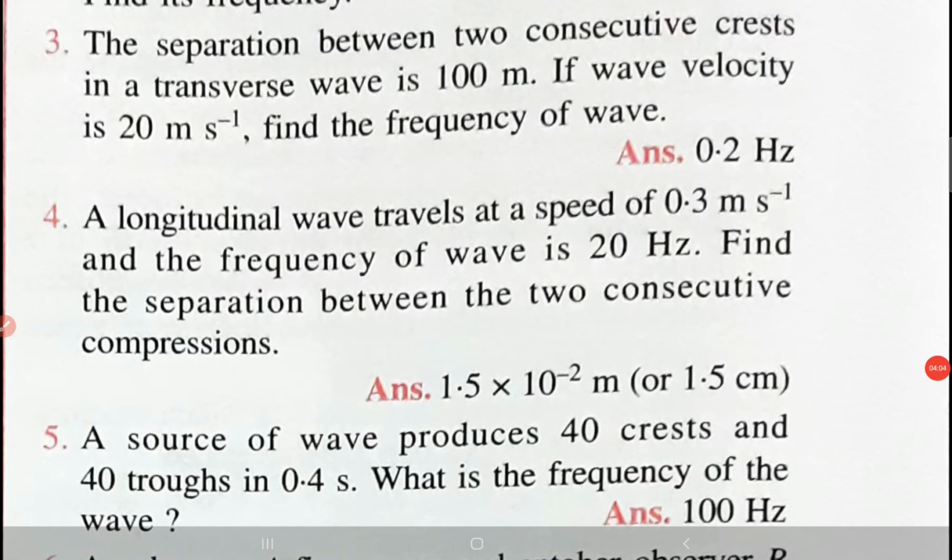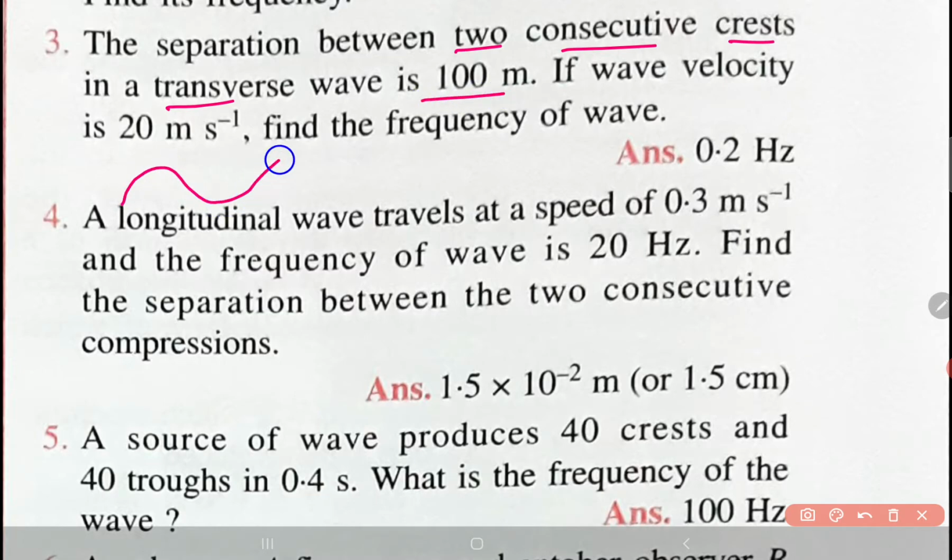Now coming to question number 3: the separation between two consecutive crests in a transverse wave is 100 meter. Suppose we consider this as a wave here, and suppose this is the crest here and this is the trough here. They are saying the distance between two consecutive crests. So what is this distance known as? Actually it is lambda, which is the wavelength. So indirectly they are giving us the wavelength. So wavelength here is 100 meter.